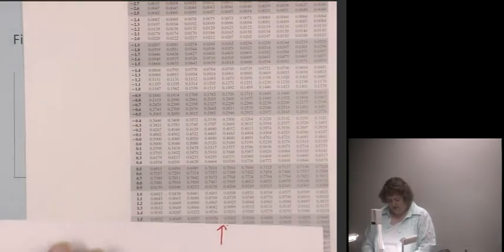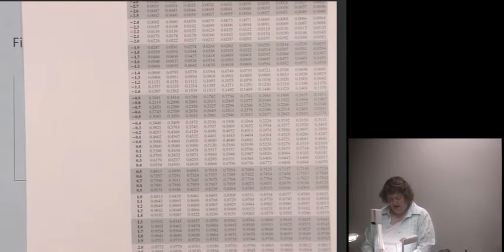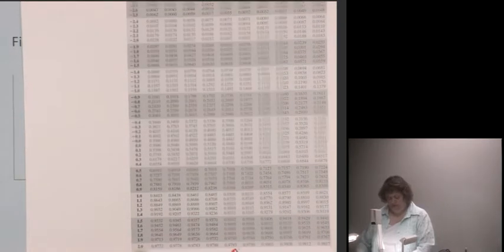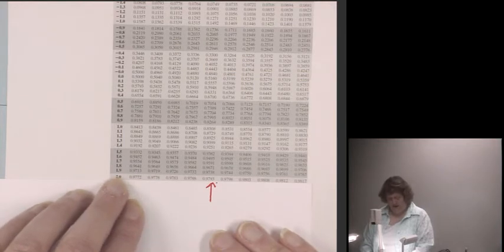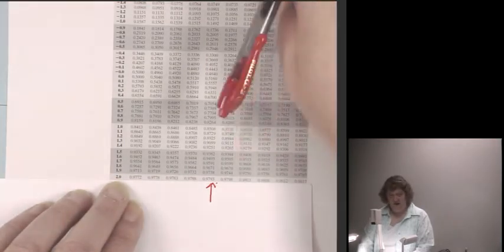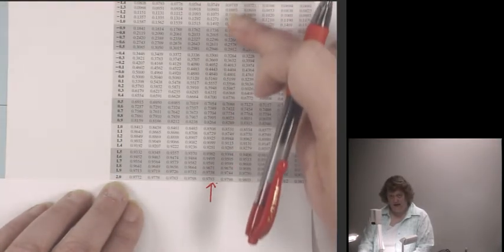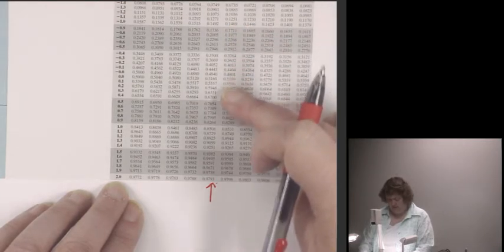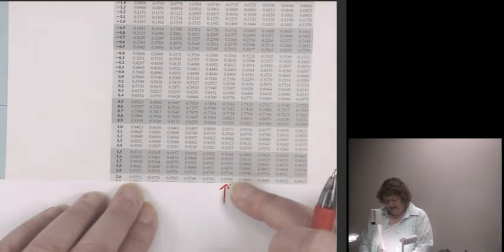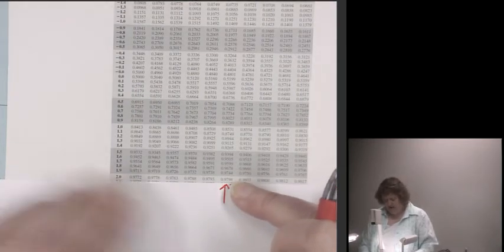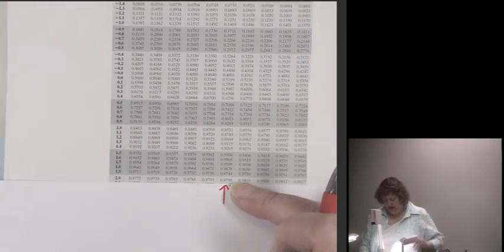Point 0 are the first two numbers. So I come down to 2.0. You cannot see that, sorry. 2.0 here. And then I need to go to the fifth column, which you can't see, but I'm bringing my finger down to 2.05. And I get 0.9798. That's a very large number. And I said my number would be small.